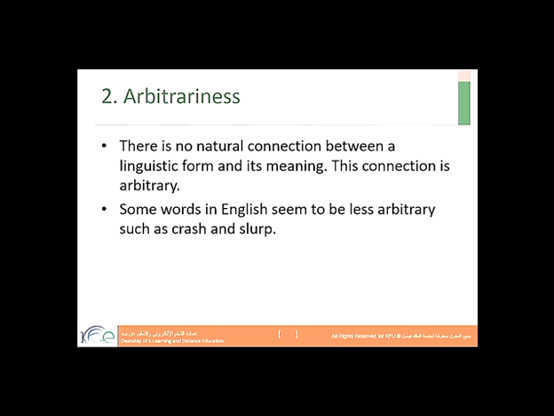It's just a random connection. Some words in English seem to be less arbitrary, such as crash and slurp, while at the same time, some words may be more arbitrary than others.